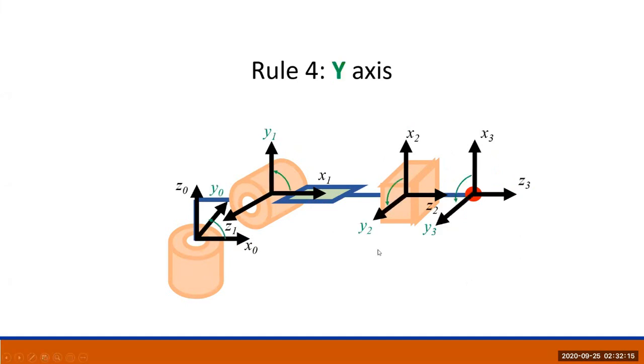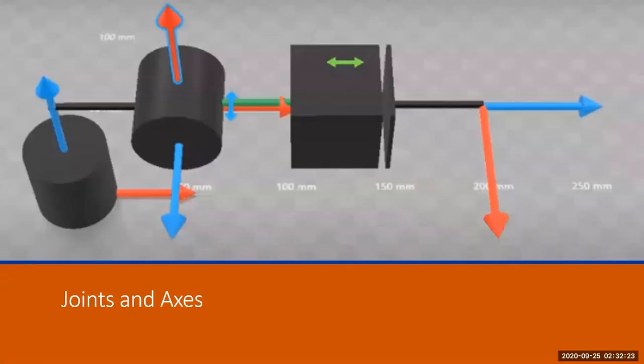Then for y, you use the right-hand rule to determine the right direction. So now here is a block model for this robot.